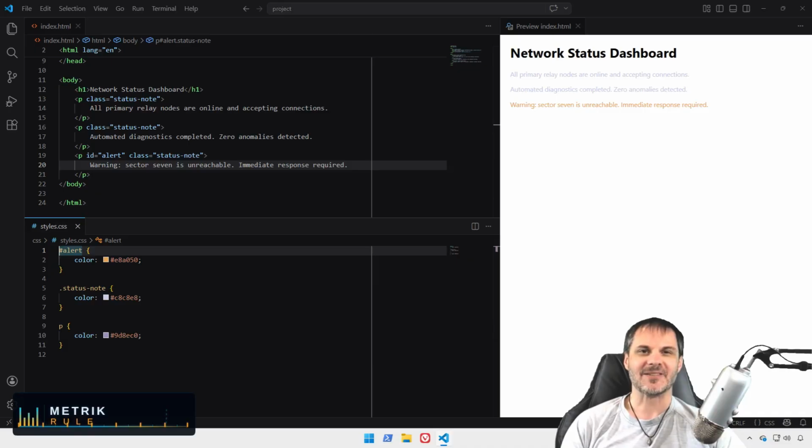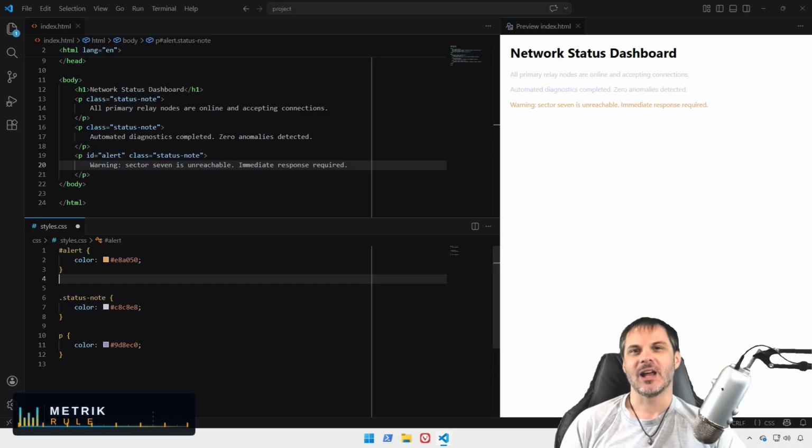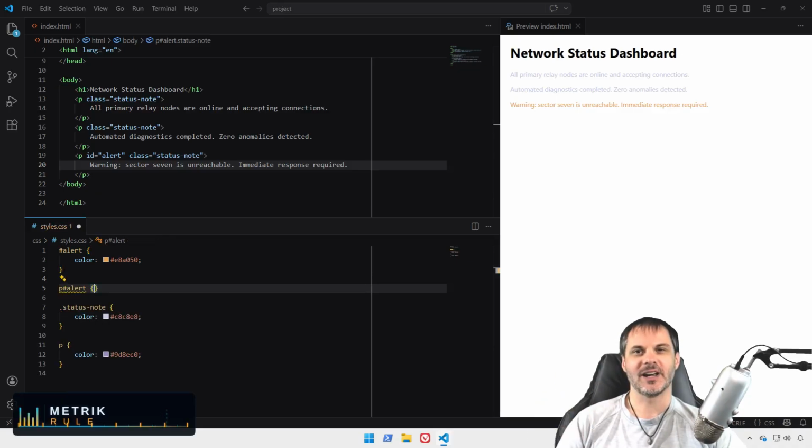What is the specificity score for hash alert? 1 ID, 0 classes, 0 types, 1, 0, 0. And for dot status note? 0, 1, 0, so hash alert is 1, 0, 0 versus 0, 1, 0. First slot 1 beats 0, hash alert wins. Now do this. Move the hash alert rule above the class rule before everything.